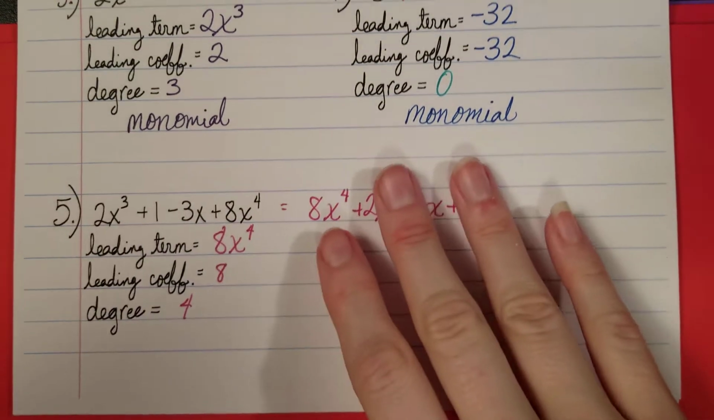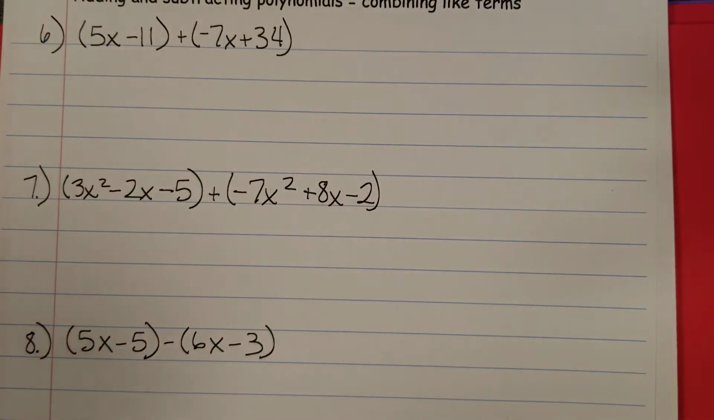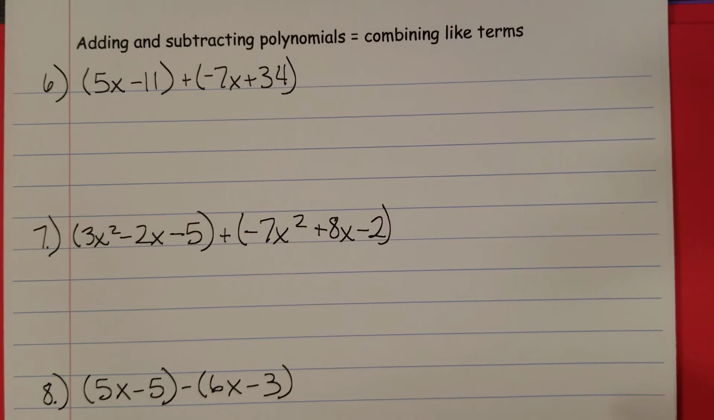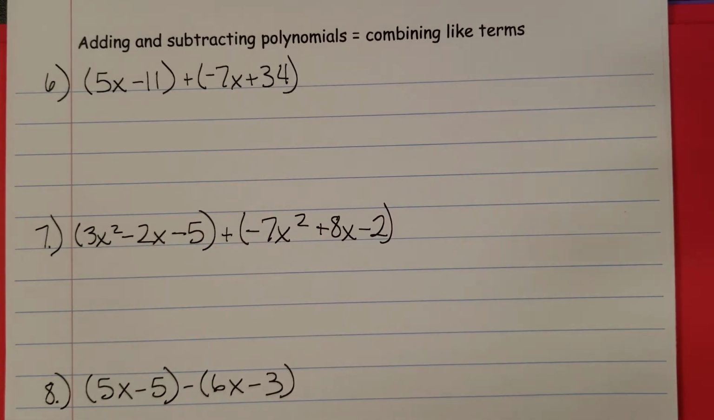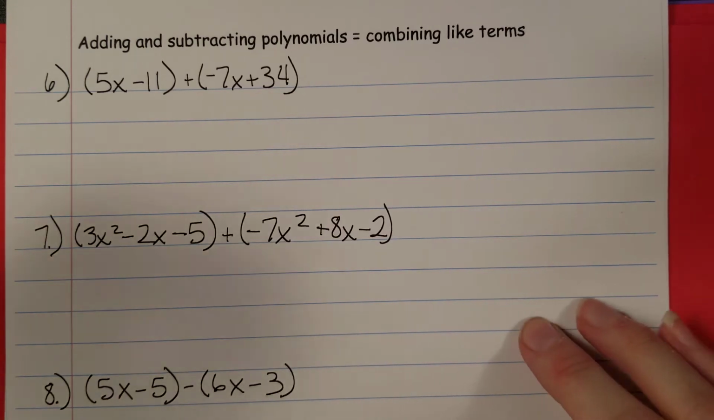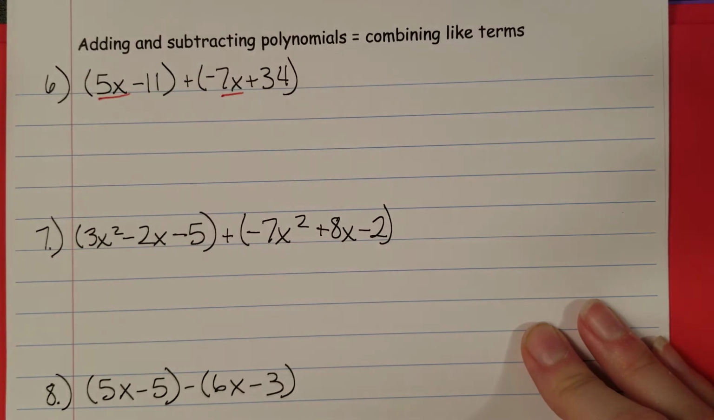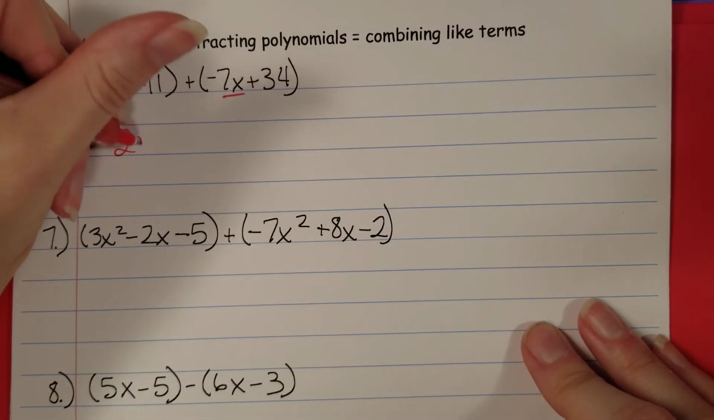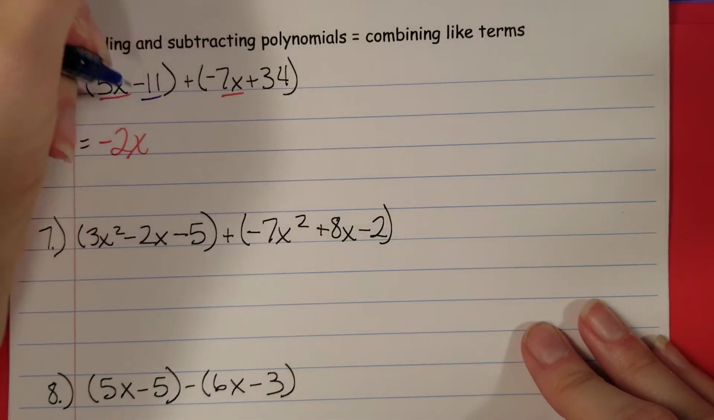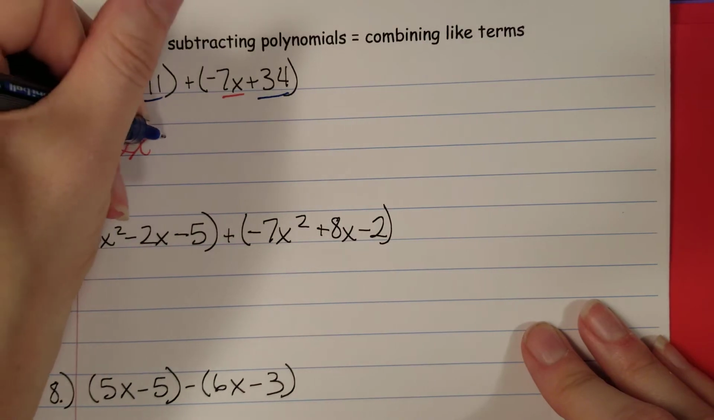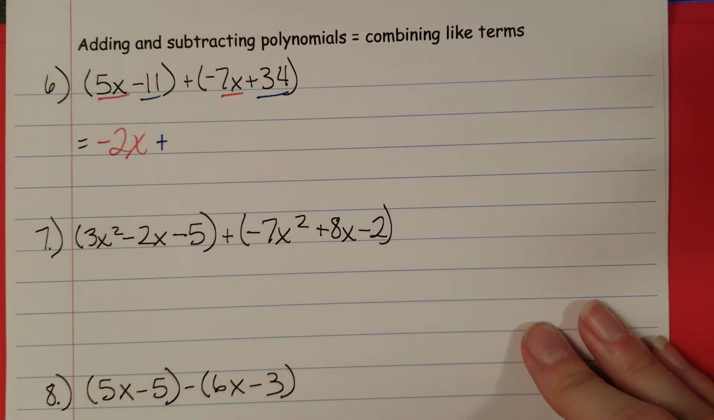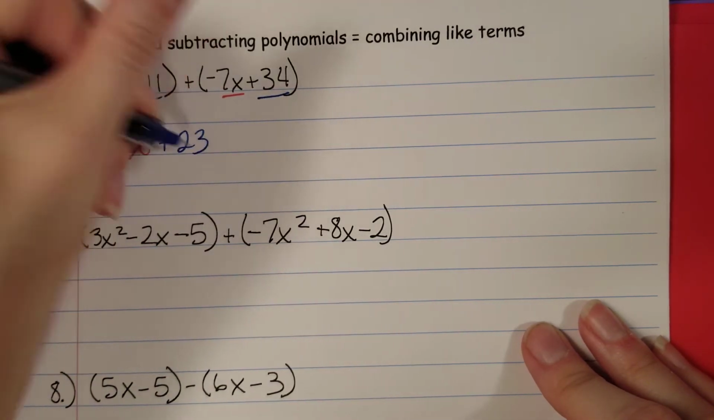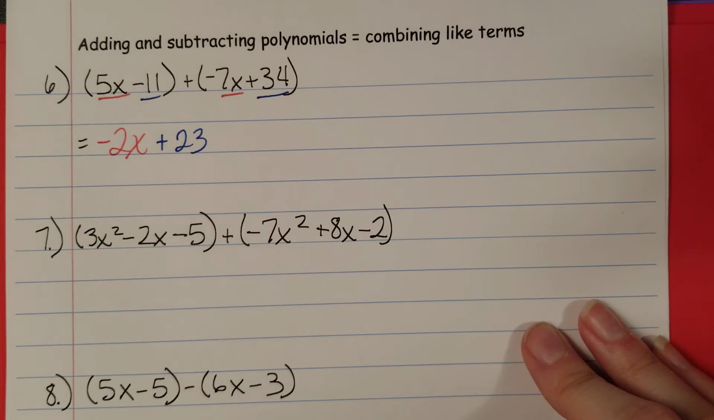Okay, on the next page, we're just going to be adding and subtracting polynomials, which is basically just another way of saying that we are combining the like terms. Okay, so 5x minus 7x, so we're just adding these. Basically these parentheses, I'm just ignoring them because they're not doing anything in this case. So 5x plus negative 7x is going to equal negative 2x. And then negative 11 plus 34 is basically the same thing as saying 34 minus 11, so that's going to be 23. So the answer is negative 2x plus 23.